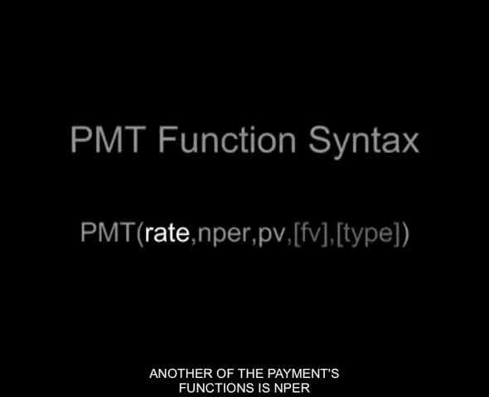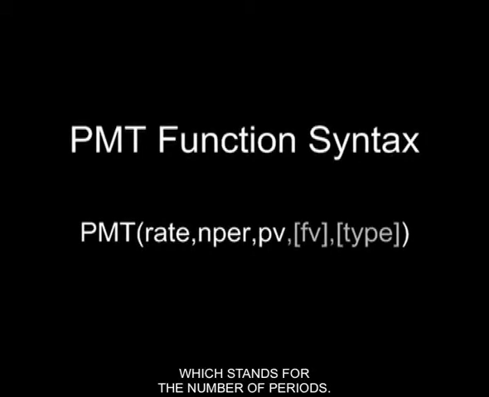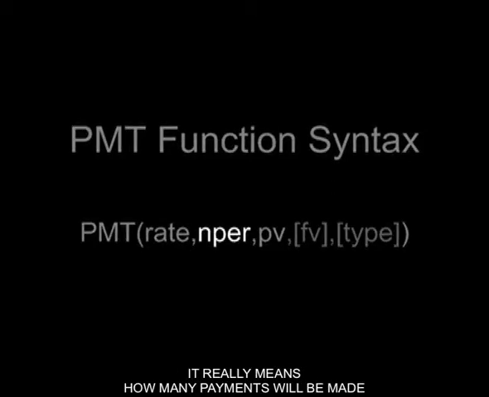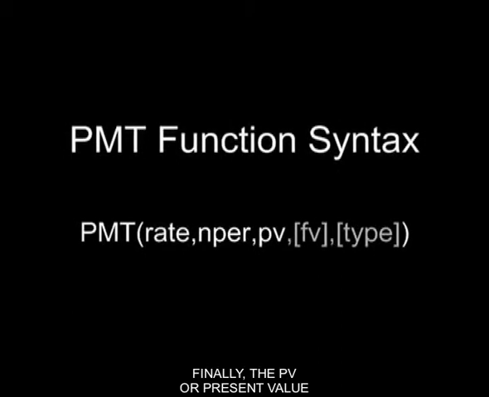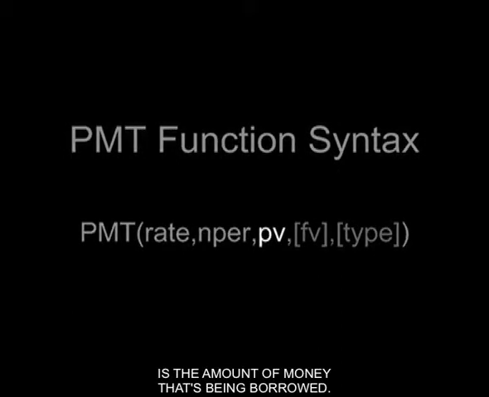Another of the payment function's arguments is NPER, which stands for the number of periods. It really means how many payments will be made over the entire life of the loan. We get the answer with simple math, and we have Excel do the math for us. If the loan is paid monthly, that's 12 times a year, and if the loan stretches over 30 years, then the NPER is 12 times 30. Even though you can do this math in your head, it's better to force Excel to do the work. Finally, the PV, or present value, is the amount of money that's being borrowed.